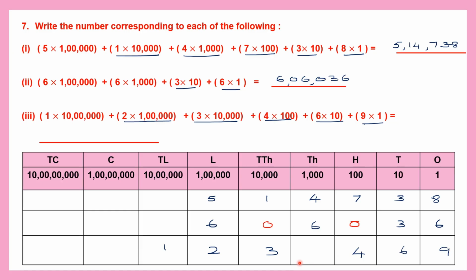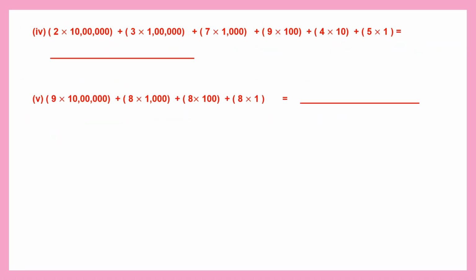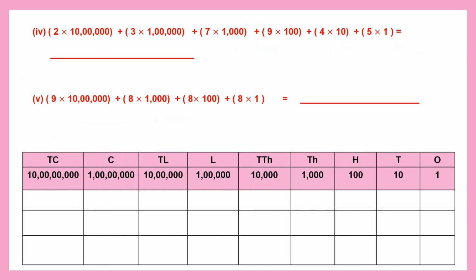So now we have our number. There is a digit missing. So let's put a 0 and let's write this number down. So that is 1, 2, 3, 0, 4, 6, 9. Let's place our commas and now let's read our number: 12,30,469.